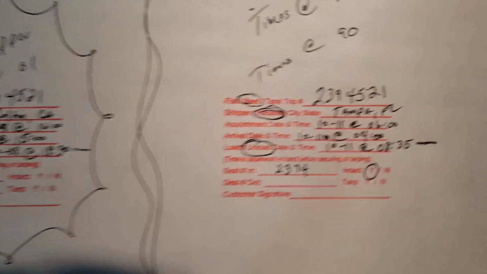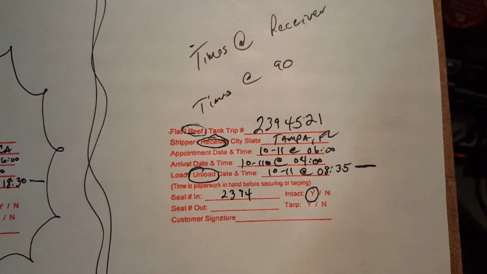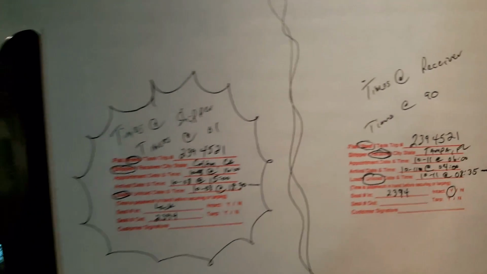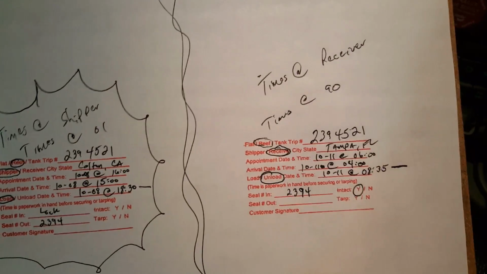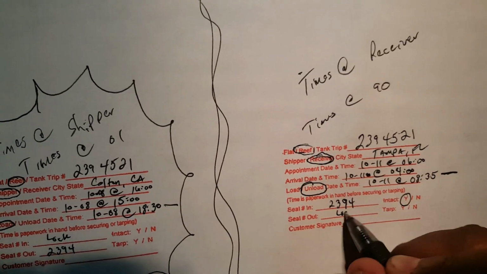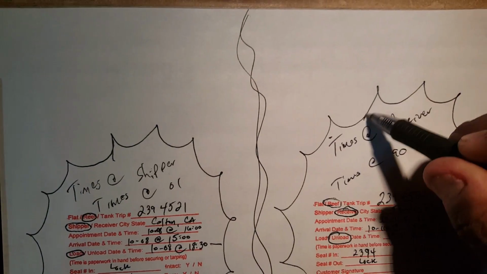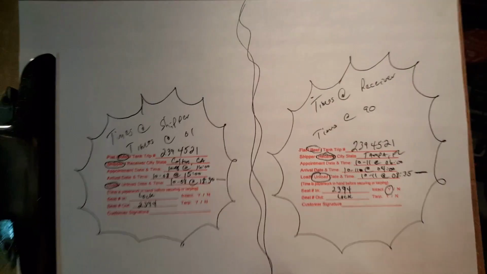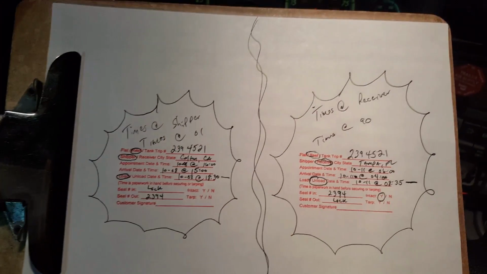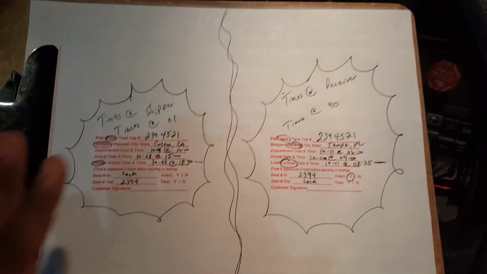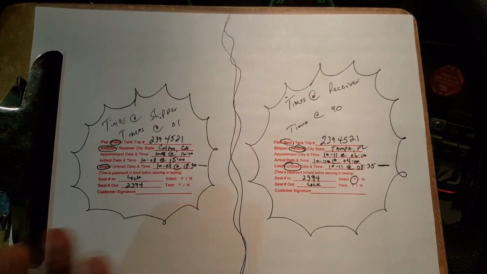It's intact? Yes. Always get the shippers to sign for the seal intact. Some of those receivers give us a hard time, and just tell them it's company policy. All right, always want to cover your butt. And then the seal out, we are leaving with a lock. So again guys, this is what I do right here. I make them look like that so they stand out from the bills. And obviously you're not going to put them together, you're going to put them in separate spots so that they can see that they are different.